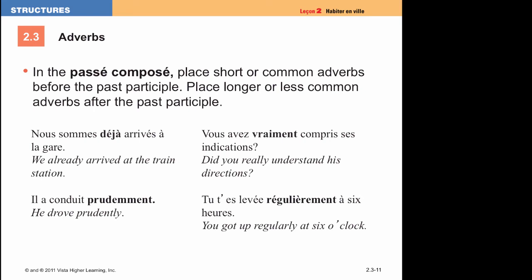Tu t'es levé régulièrement à 6 heures? You got up regularly at 6 o'clock. Okay, now this is odd because it's kind of a contradictory word to use, régulièrement with the passé composé. This sentence could happen, but it would be a rarity.